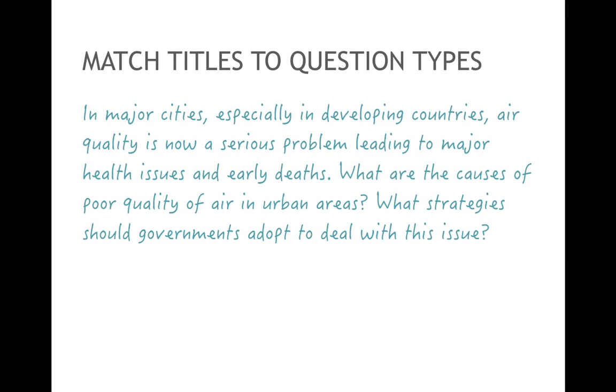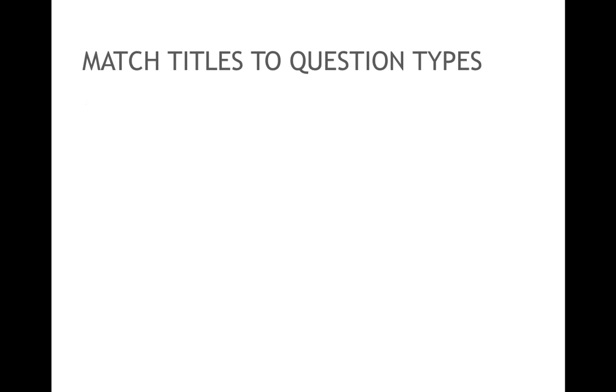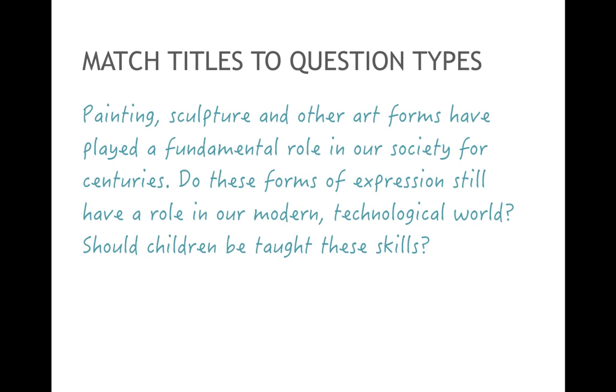If you look closely again, it says, what are the causes of poor air quality? What strategies should the government adopt? What does it look like to you? It looks like a problem and solution essay. It's asking you the causes of this problem and the solutions for that problem, right? So it's a problem solution essay. These are again very common in IELTS. So here you write one paragraph about the problem, one paragraph about the solution. Let's look at another one.